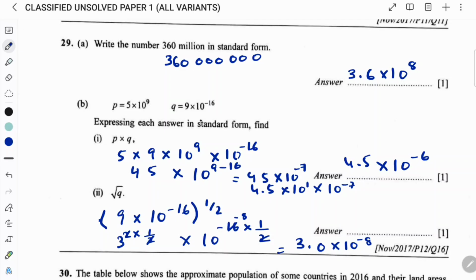Okay, but yes, this is 3.0 into 10 to the power minus 8. Here you will also write down plus minus 3.0 into 10 to the power minus 8. Like for example, if you have square root of 4, you write down plus minus 2. So you follow the same.